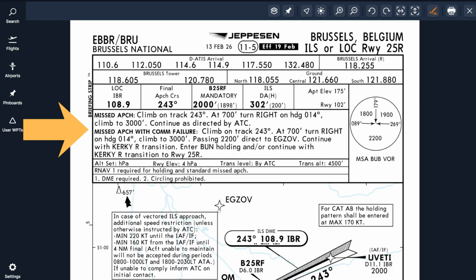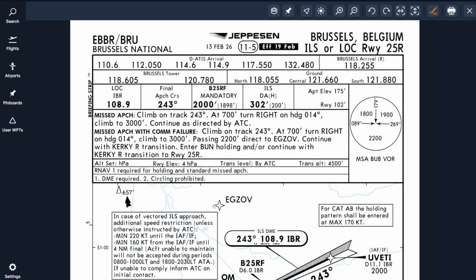The missed approach is next. Many pilots brief the missed approach before anything else because if something goes wrong, you need to know exactly what to do without searching for the information. The missed approach procedure tells us to climb on track 243 degrees. At 700 feet, turn right to heading 104 degrees, continue climbing to 3000 feet and then follow ATC instructions. This is a relatively simple missed approach and is easy to visualize before starting the procedure.